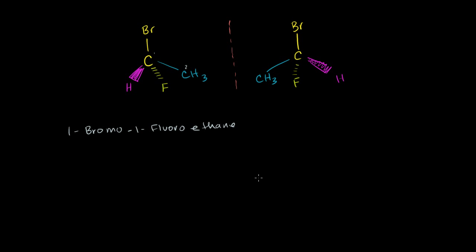Now, based on our naming so far, we would name this 1-bromo, 1-fluoroethane. And we would also name this 1-bromo, 1-fluoroethane. But these are fundamentally two different molecules. Even though they have the same molecular formula, they have the same, I guess you could call it, constitution, in that this carbon is connected to a hydrogen, a fluorine, and a bromine. This carbon is connected to the same things. This carbon is connected to a carbon, 3 hydrogens. So is this one.